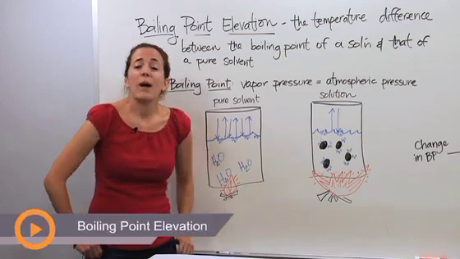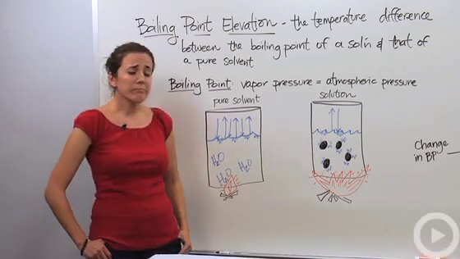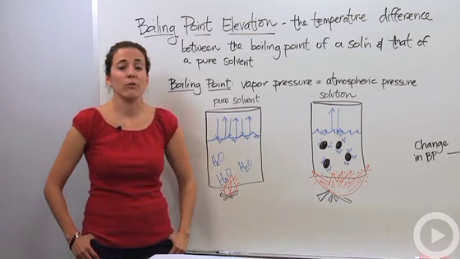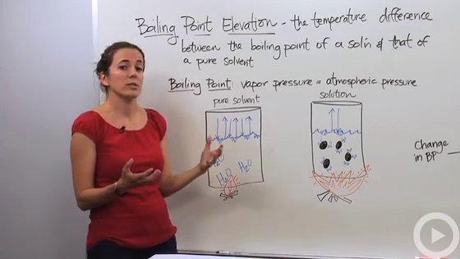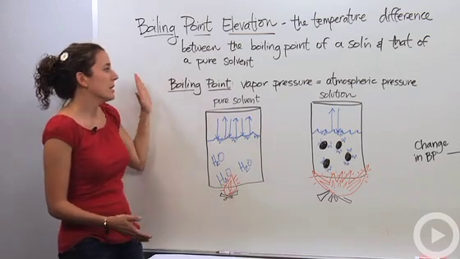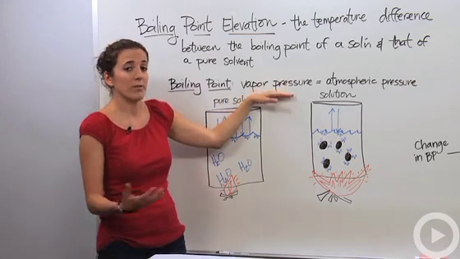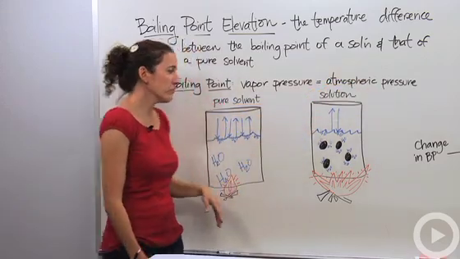All right, so one of the colligative properties that you're going to see in class is boiling point elevation. That is the temperature difference between the boiling point of a solution and that of a pure solvent. As you can probably guess from the title, it's going to increase from the solvent to the solution. The solution is going to have a higher boiling point than the solvent. And why is that? Let's define boiling point first. Boiling point is when the vapor pressure of whatever substance you're dealing with equals the atmospheric pressure of the pressure around it. Okay, great.